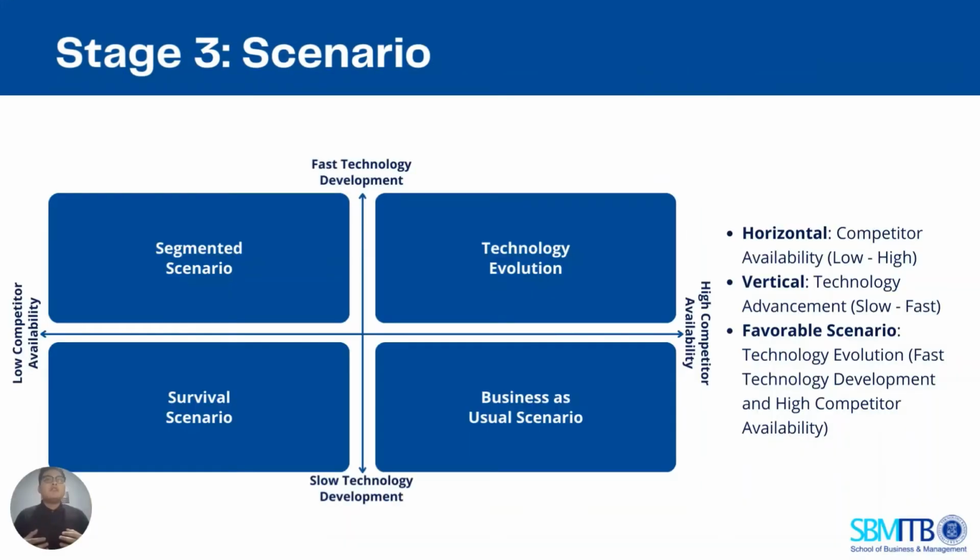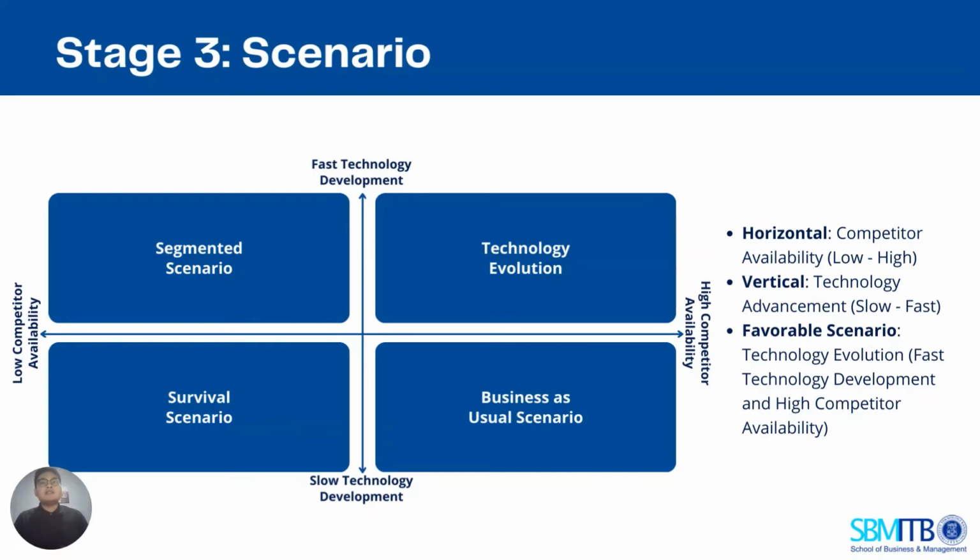We will make the framework of scenario using those two factors, and this framework explains the interaction between those driving forces. We can see in here the horizontal is about competitor availability, the left side is the low competitor availability, and the right side is the high competitor availability. The vertical one is about technology advancement. The top one is the fast technology development, and the bottom one is the slow technology development.